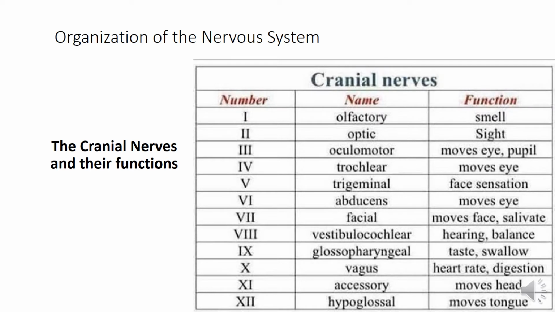Here you see a table of the cranial nerves and their functions. Cranial nerve number 1 is our olfactory sense. It is the smell. While 2 is optic, it controls our sight. 3 is oculomotor, which controls eye movement and pupil dilation. And then you can work on down through the 12 cranial nerves.